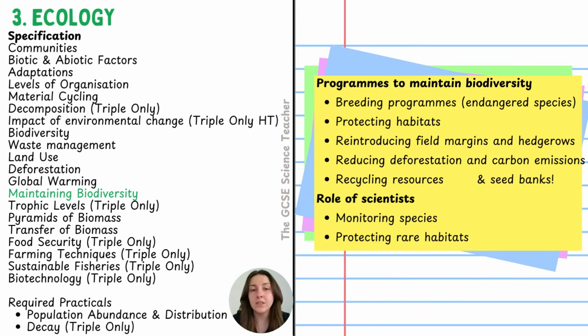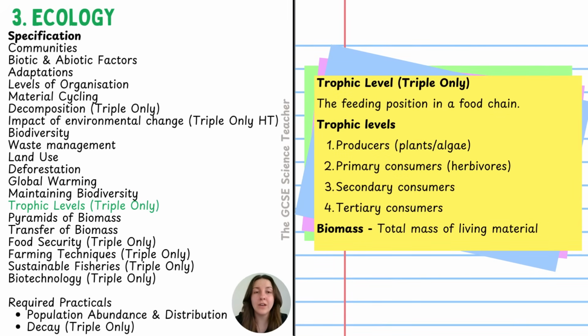Roles of scientists are monitoring species and protecting rare habitats. Feeding position in a food chain is the idea of a trophic level. Trophic levels: you have producers, plants and algae. You then have your primary consumers, which are herbivores, secondary consumers, and then tertiary consumers. Remember, biomass is the total mass of living material.